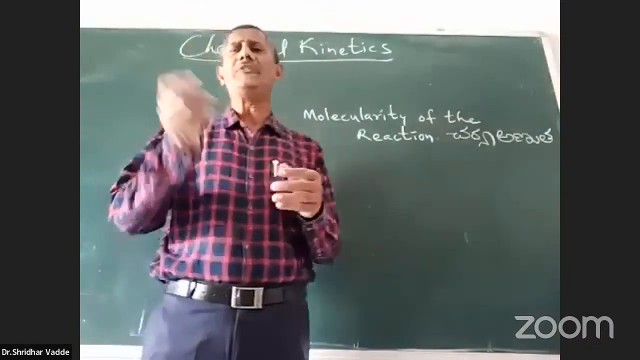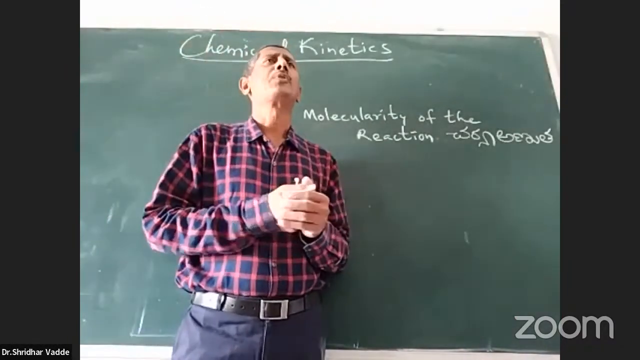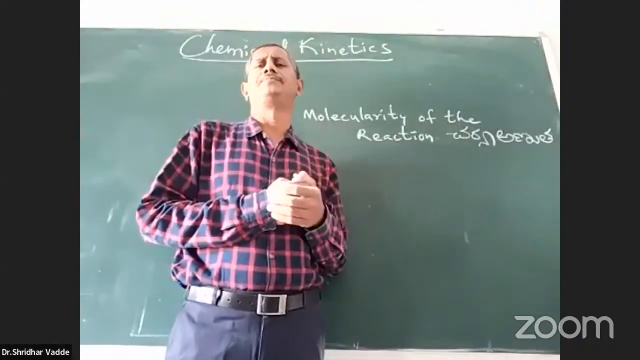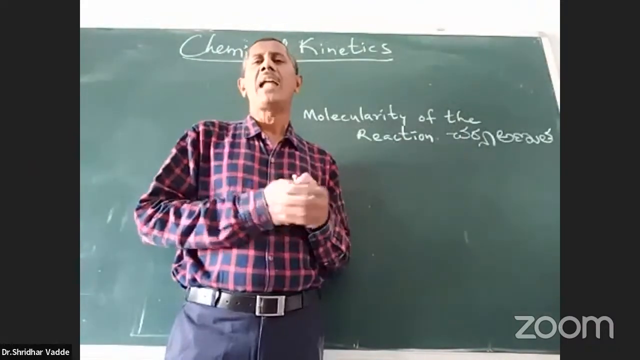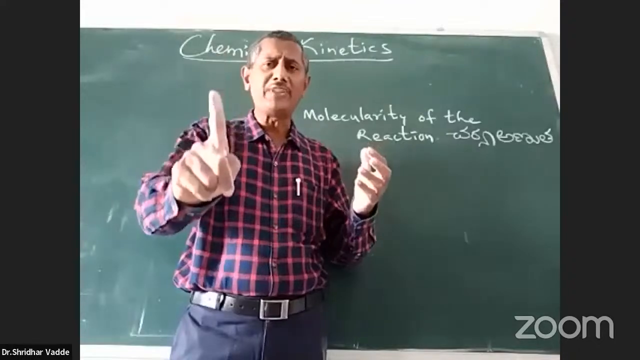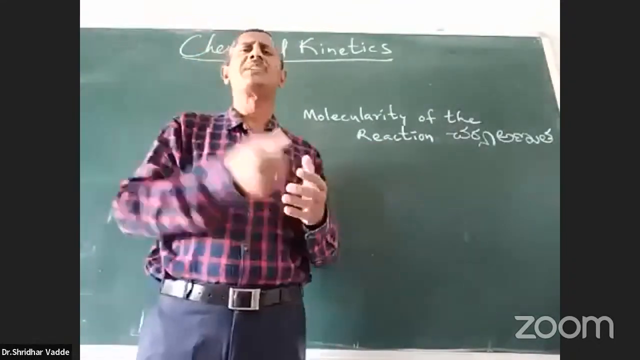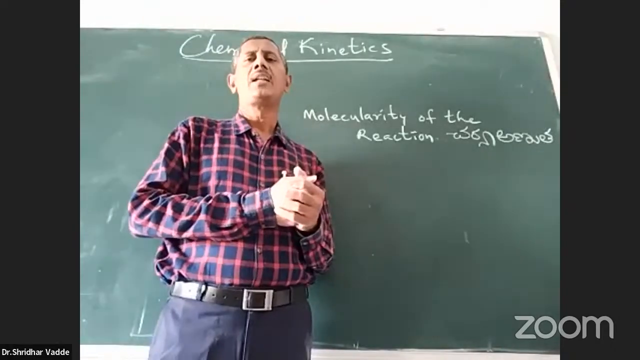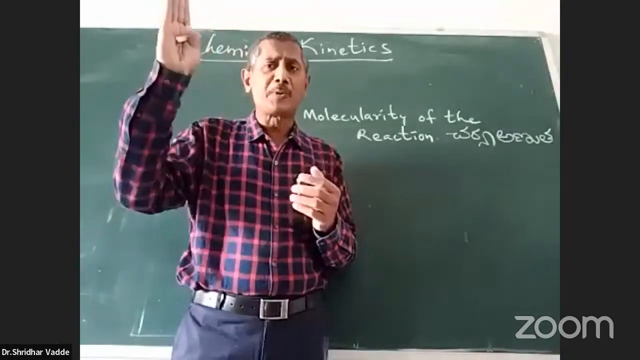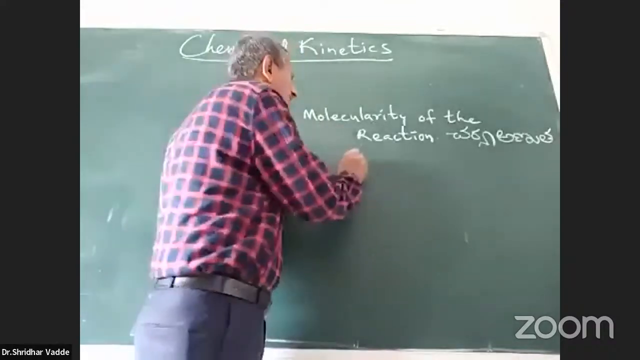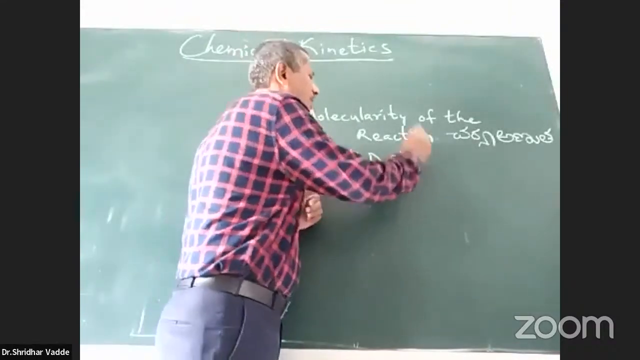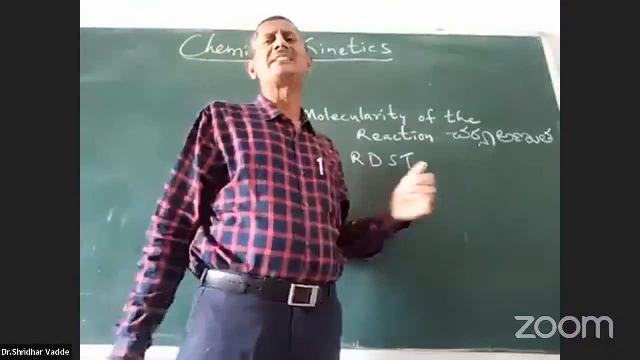Here generally, if a reaction proceeds in more than one step, among those steps, only one of the steps proceeds in a slow manner. All the other steps proceed fast. So the step which proceeds slowly is called the rate determining step, or RDS, or elementary step of the reaction.